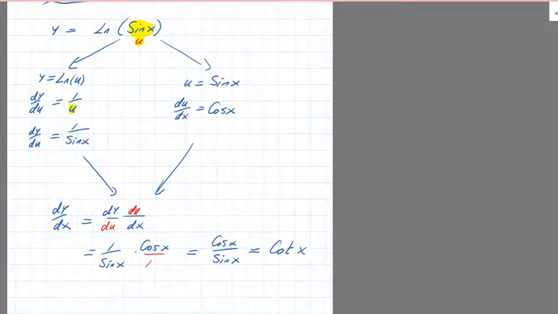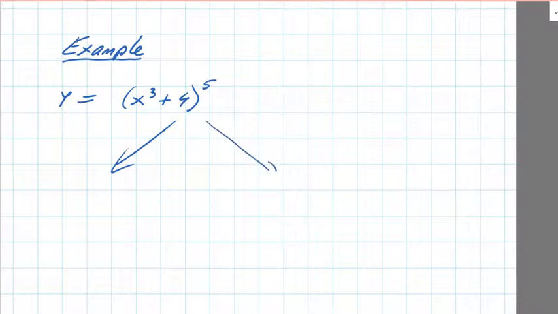Now, after a while, you'll spot a pattern with these which makes a shortcut as well. So I'll just show you that shortcut. We'll do one more example. So y is equal to, for example, x cubed plus 4, all to the power of 5. So once more we'll divide and conquer, and split it into two questions.